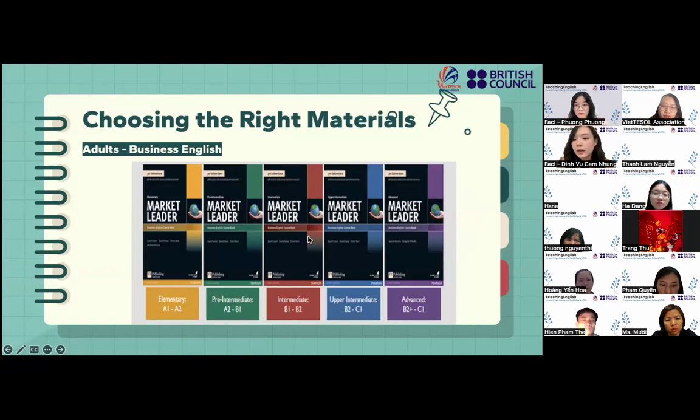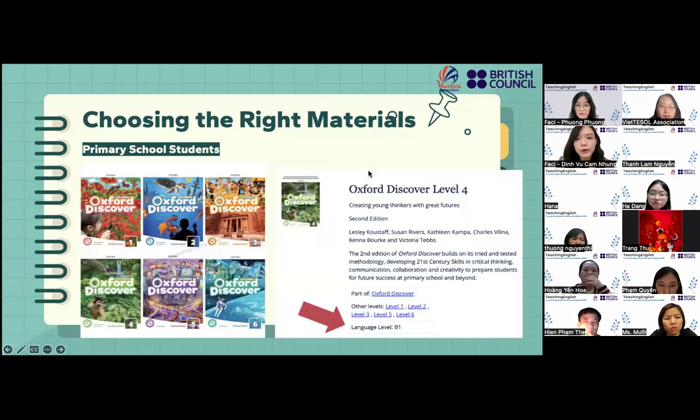This one is one that I use for my adult learners, for business English, Market Leader. So this you can search very easily on Google, like the name of the book with CEFR level, and you will see a chart, okay? It's very easy to find. Okay, but there are also some books that are not very easy to find the level of the book. And that's when you have to go and find the publisher's website.